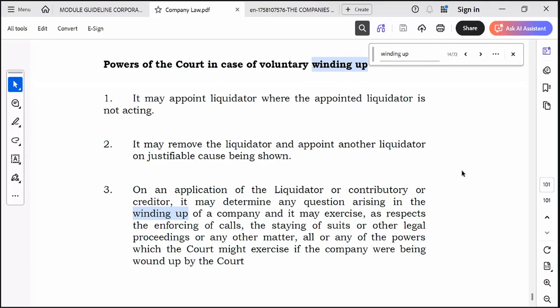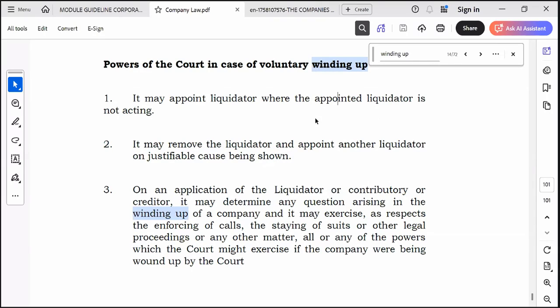Sasa unakuta au appoint liquidator wa kwao mwanzoni. In this situation here, what you see is that the company will appoint a liquidator, but if this liquidator is not acting, then the court can intervene by appointing a liquidator to replace the one who is not acting. Atakuwa na delay, the court now will have to appoint the other one.